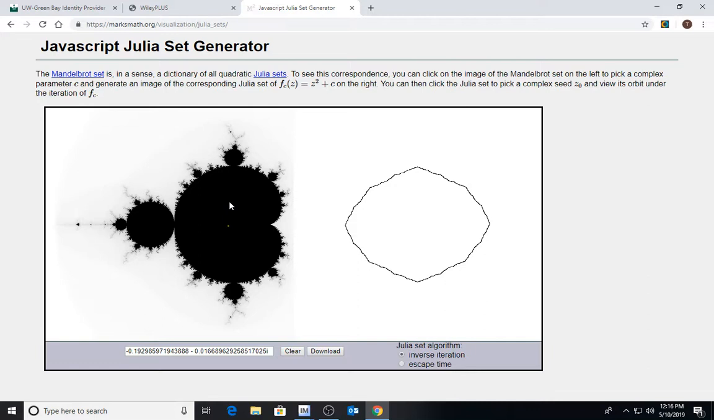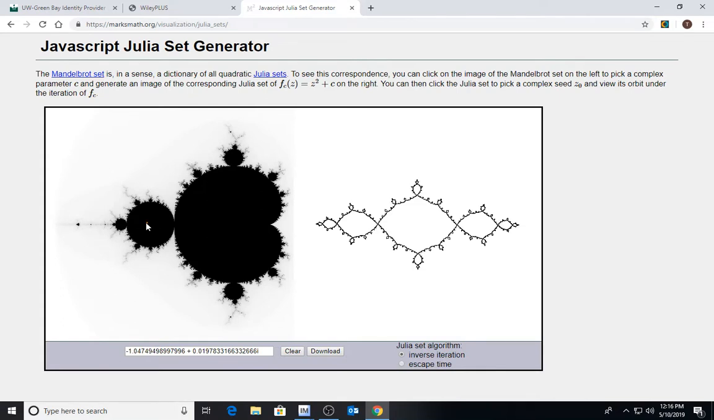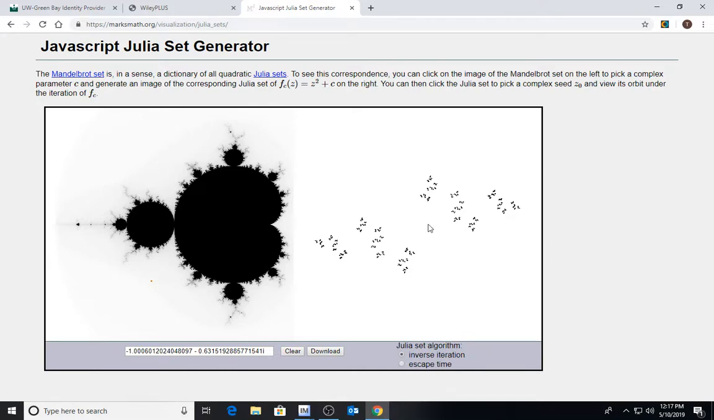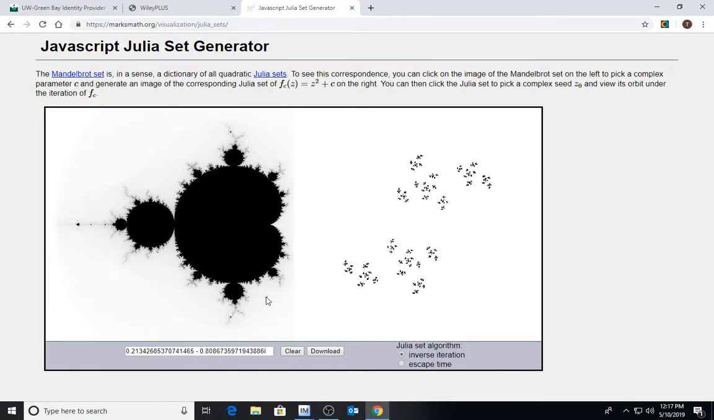Now if you pick a point right inside the black areas of the Mandelbrot set, you're going to get a connected Julia set. It's easiest to see in here. See how that's all connected? But if you pick a point that's not in the Mandelbrot set, well then the Julia set that goes with it is not connected. You get a bunch of scattered snowflake-like shapes. So here's a point not in the Mandelbrot set, and I get a bunch of scattered shapes.